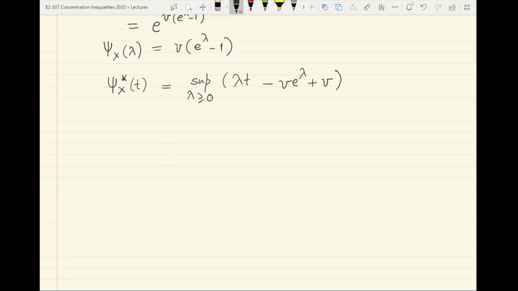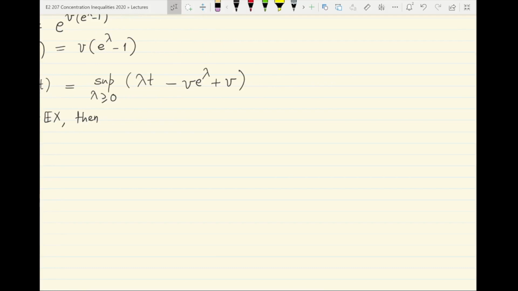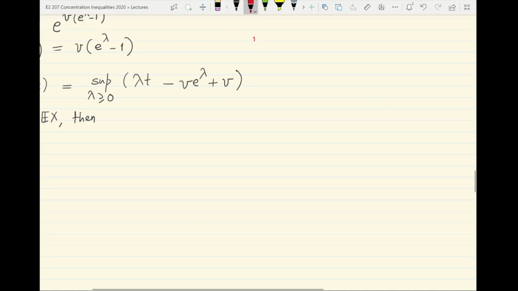So if t is greater than or equal to v, which is the mean of the Poisson random variable, then let's try to just naively optimize this objective function, pretending that it's an unconstrained problem. The natural thing to do is to take the derivative of the objective function and equate it to 0 and solve for lambda. What you get is that t minus v e raised to lambda star is 0 at the optimum lambda star. That just means that lambda star is equal to log t by v.